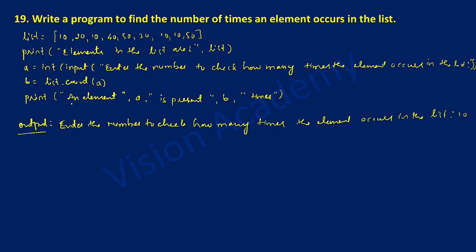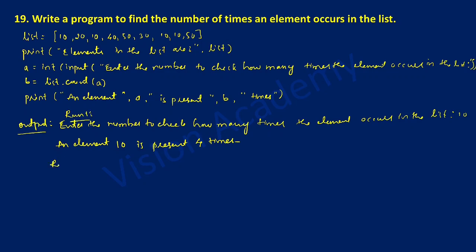So it is going to print an element. A value is what here? 10. Okay. So an element 10 is present will be printed as it is. b value is list dot count of a. So you can observe here 10 has appeared 1, 2, 3 and 4 times. So here it is going to print 4 times. So let us call this run 1.